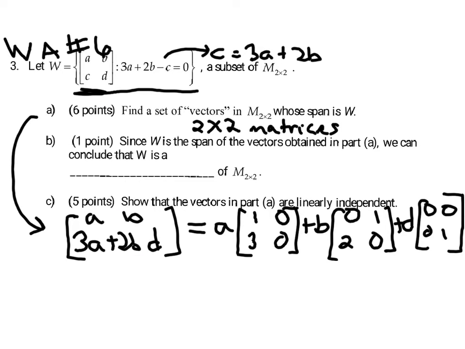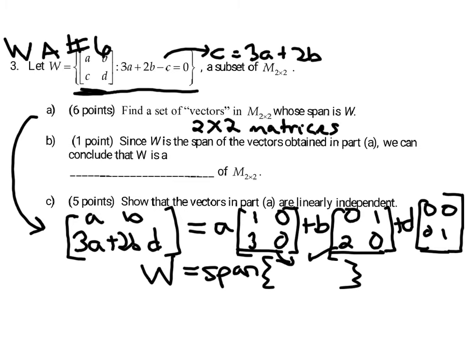So the set of vectors whose span is W, well, we've written now a linear combination. A, B, and D could be any number, and you would have a matrix of this form. So we've expressed W as the span of, and if it's okay with you guys, I'm just going to underline them here, these three matrices. And so that's the answer to part A.